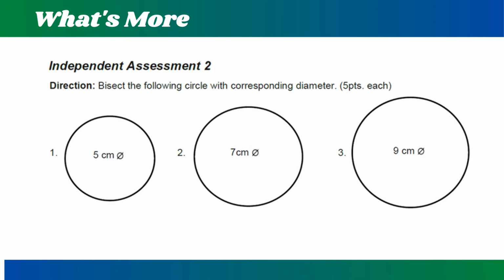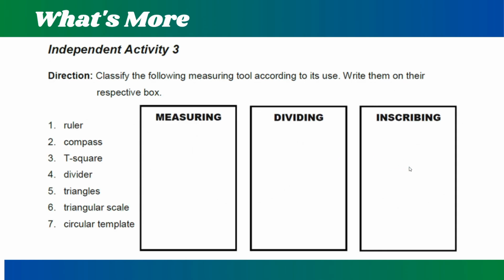For the independent assessment 2, bisect the following circles with the corresponding diameter. Please do this with your compass. Number 1, 5 cm, number 2, 7 cm, and number 3 is 9 cm. For the independent activity 3, classify the following measuring tools according to their use. Write them in their respective box. So we have the measuring, dividing, and inscribing.